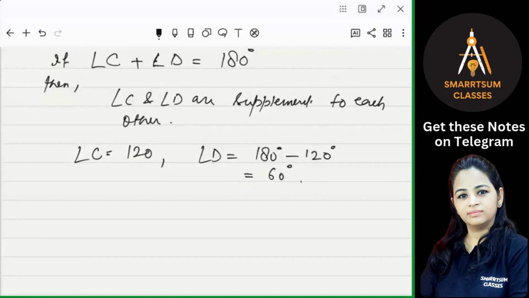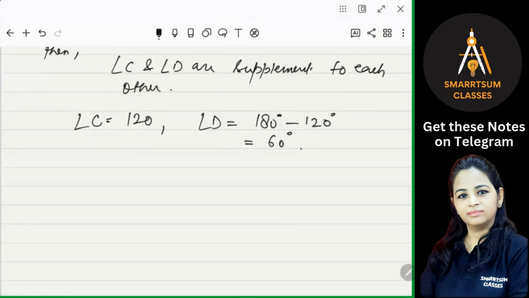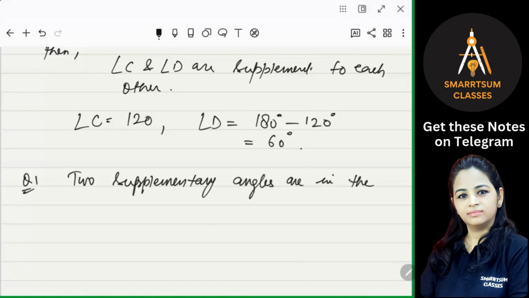Okay, let's do some questions on it before starting the angle relations, right? Question number 1. Two supplementary angles are in the ratio 3:2. Find the angles.